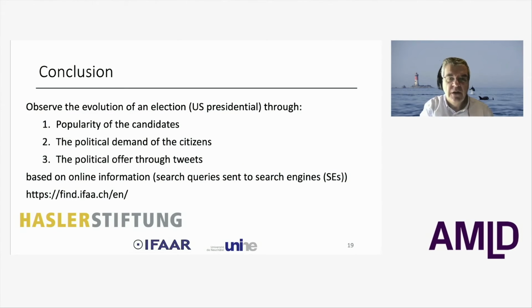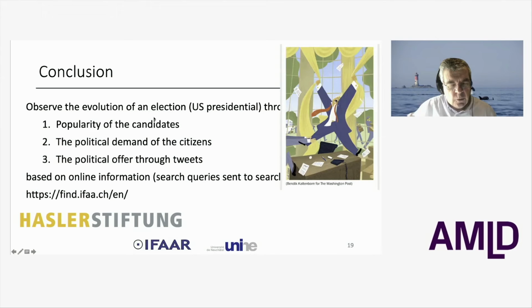In my conclusion, the situation is the following. We have a system counting the number of requests sent to different search engines, able to analyze the popularity of the candidate during an election. We are, in some sense, able to have an idea about the political demand of the citizen, looking with the same strategy at the number of queries sent by citizens, and looking for the political offer. What we have done is to look at the tweet and the content of the tweet and also the rhetoric of the tweet. Thank you for your attention.